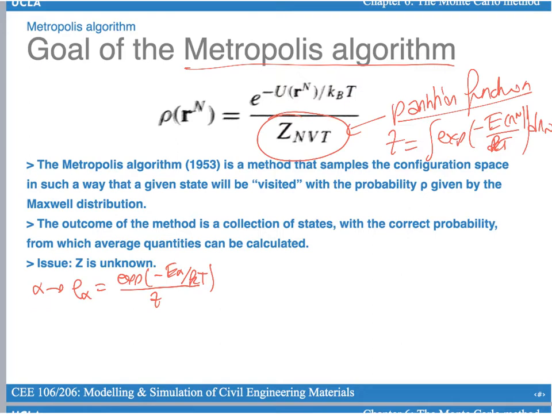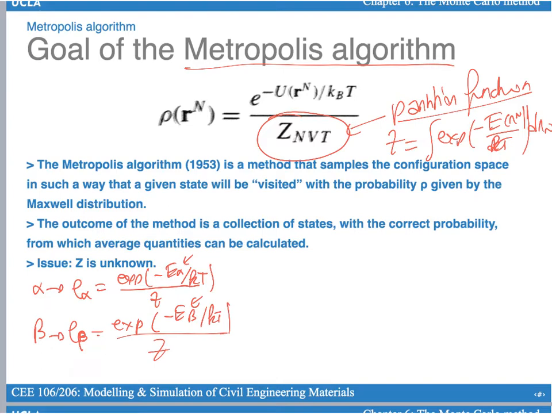So this doesn't change. Now, let's assume you have a new configuration beta, where it's still the same volume, the same temperature, the same number of atoms, but now the atoms are at a different position. So now you get a new probability for this new configuration beta. It's given by the energy of this new configuration beta. The partition function doesn't change, but because the energy is different, because the atoms are not at the same position, the probability is going to change.